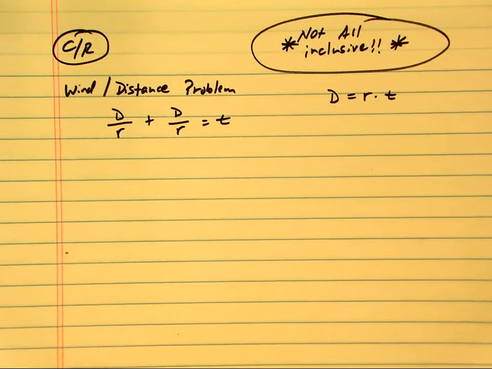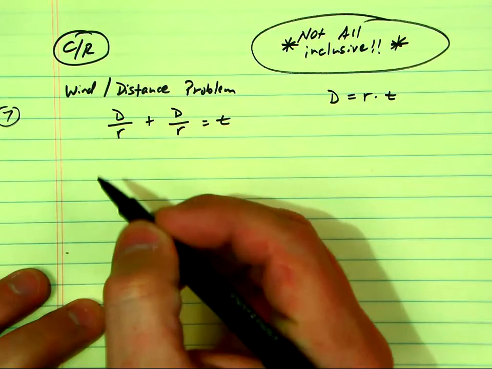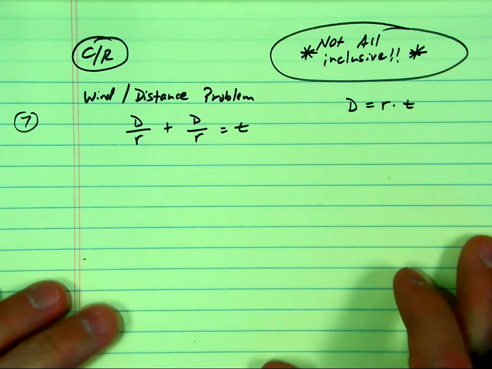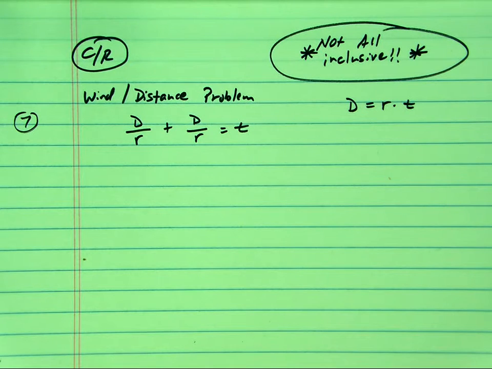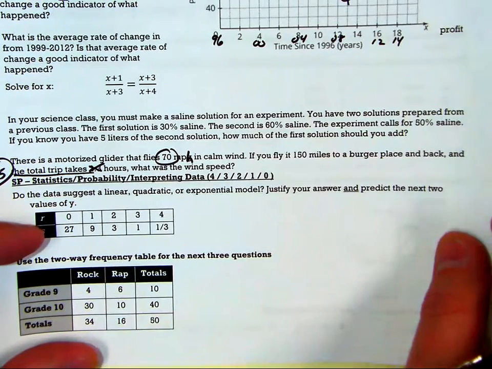Okay, here we go with the last, seventh video in the CR standard, which stands for creating and reasoning with equations. This is one of the toughest problems we did last semester, a wind distance problem with a rational equation. Now what we've got here is a motorized glider that flies about 70 miles an hour in calm wind.